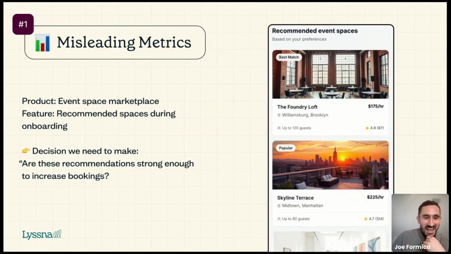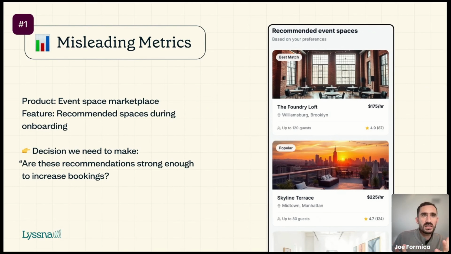All right, so let's look at an example for misleading metrics. Let's say we have this product, an app that is an event space marketplace. So something like Peerspace, LiquidSpace. I've been using a couple of these recently, so it was top of my mind. And let's imagine that there's an onboarding experience, a bunch of questions asking you about the type of event that you're hosting with the goal of recommending your top event spaces. Giving you just an overview scenario here to help set the scene.